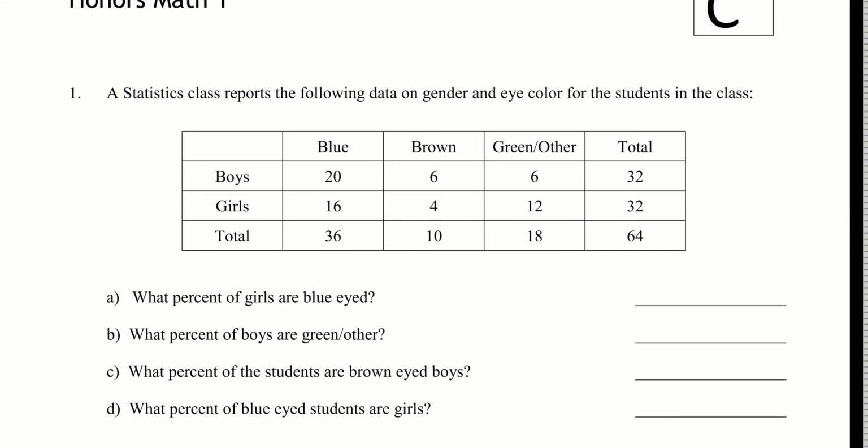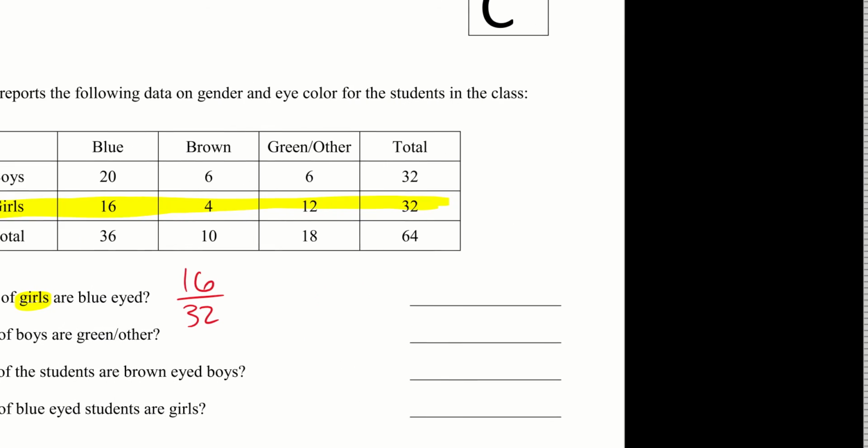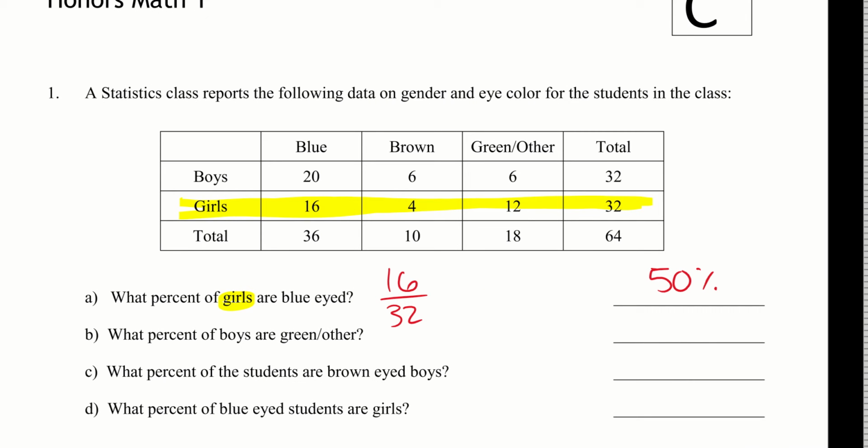So the first question says, what percent of girls are blue-eyed? So we're only looking right now at this row for girls, right? Because we're specifically saying which percent of the girls are blue-eyed, we're focusing on this girl row only. The number of girls that had blue eyes was 16, and there was a total of 32 girls. So we're looking at 16 out of 32. It does ask us to express that as a percent, so I would say that is 50% of the girls are blue-eyed.